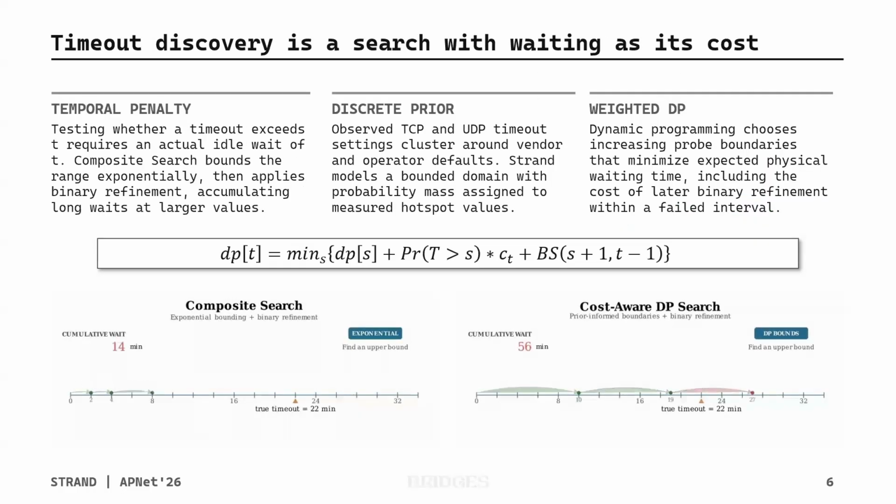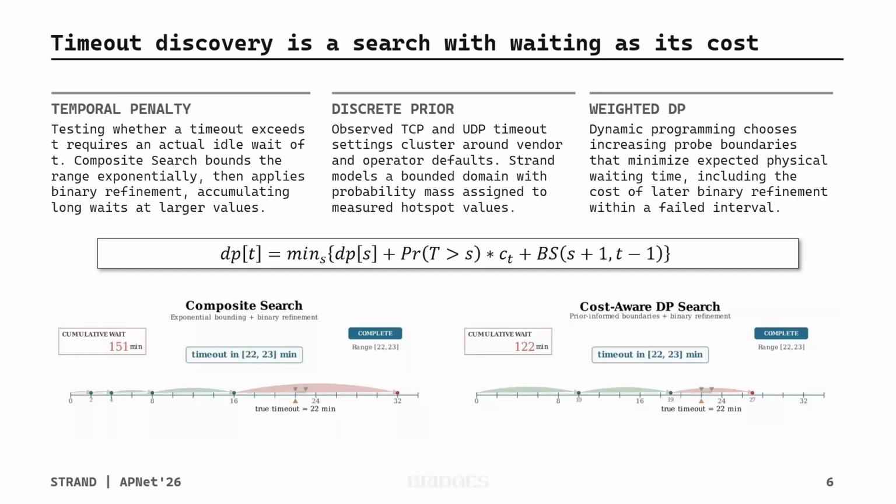The second parameter, TMB, is costly to measure because the probe at time t requires an idle wait of t. There's an existing method called composite search. It doubles the window until a probe fails, then applies binary search inside this interval. It limits probe count, but high-value probes still consume their full waiting time, so it's costly and not optimal.